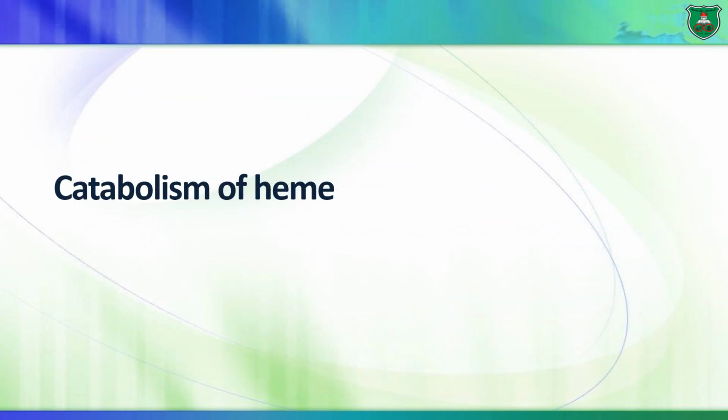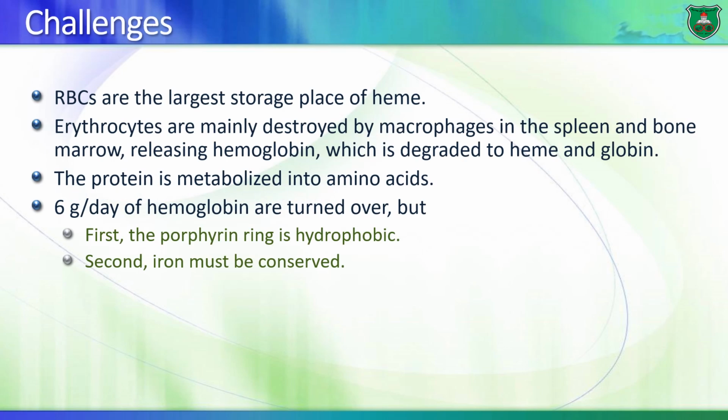So let's go into the second half of this lecture and talk about catabolism of heme. We said before that red blood cells are the largest storage place of heme. As we said before in the lecture Metabolism of Iron, you have about 2,500 grams of iron in red blood cells. So that's a huge amount.